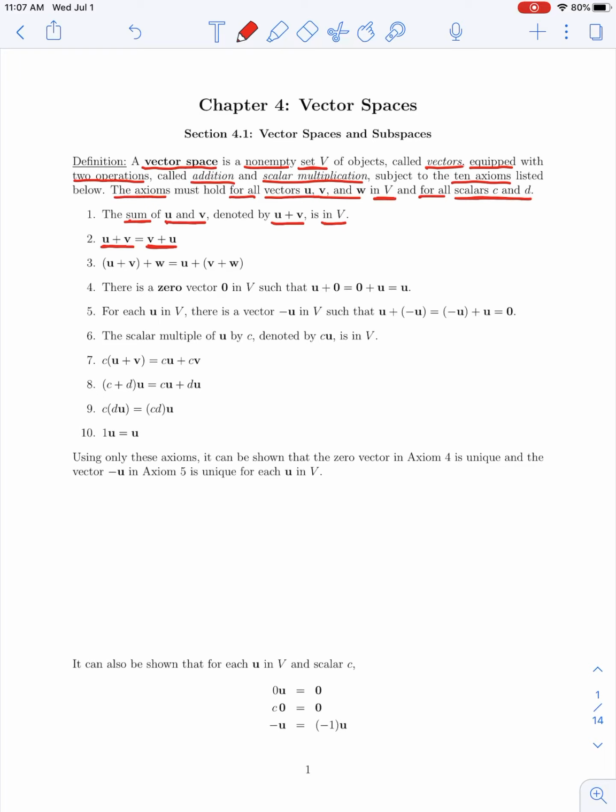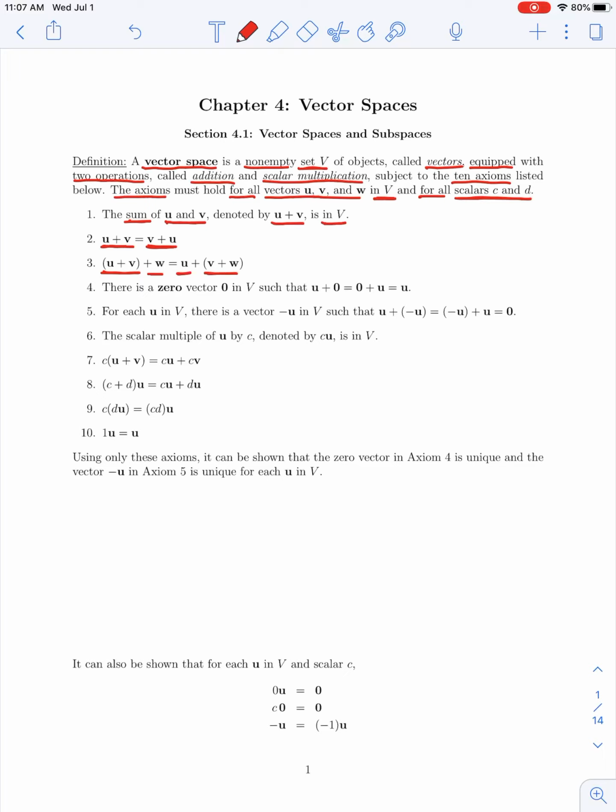The third property is associativity of the sum, which says that if we are adding u, v, and w, we could take first the sum of u plus v and then add w, and that would be equivalent to taking the sum of u with the sum of v and w.